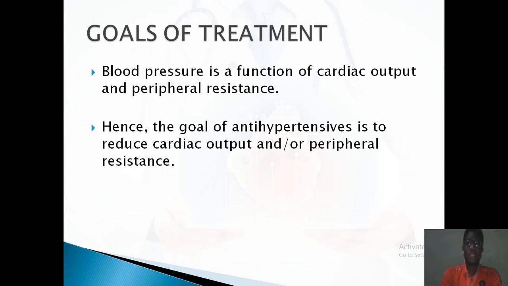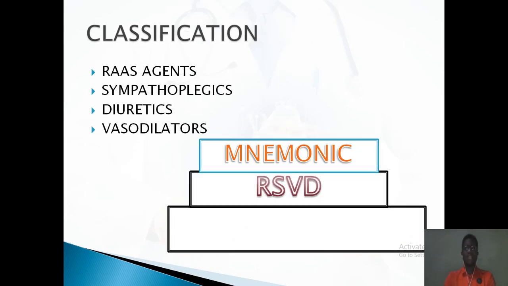For that, you need to know that blood pressure is a function of cardiac output and peripheral resistance. So both cardiac output and peripheral resistance contribute to blood pressure. You should know that from your physiology. So when there's hypertension, there's high blood pressure, it means either or both of cardiac output and peripheral resistance is increased. So the goal of giving antihypertensives is to reduce the cardiac output and/or peripheral resistance.